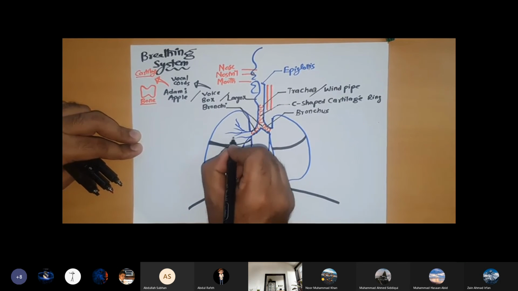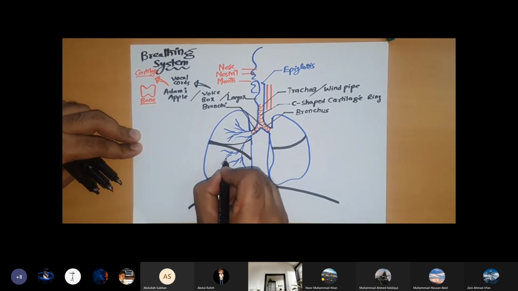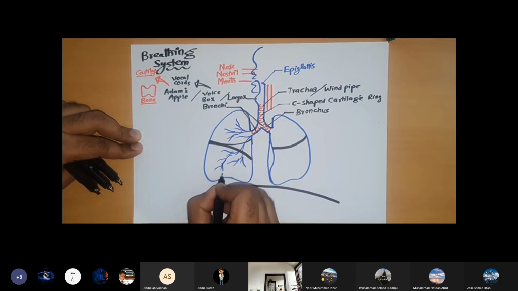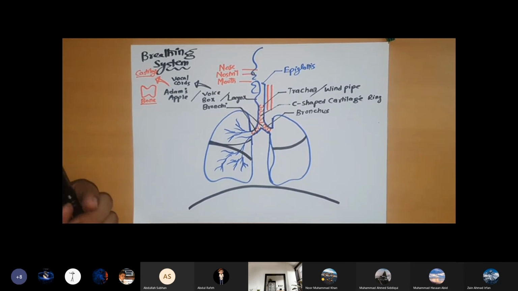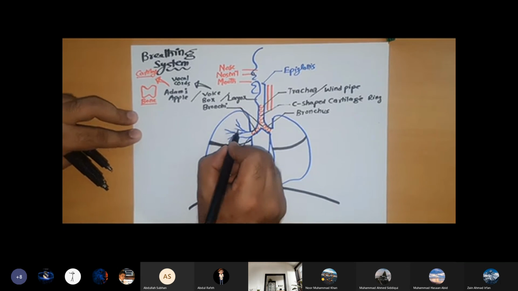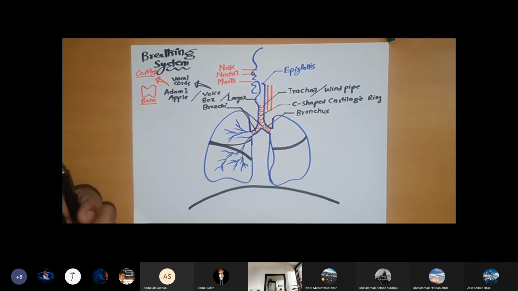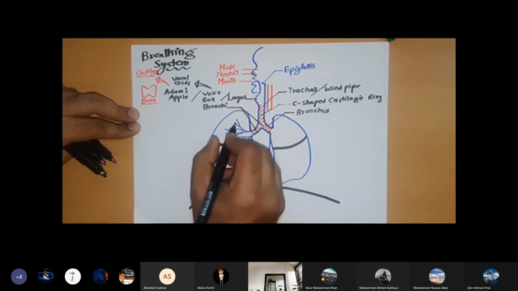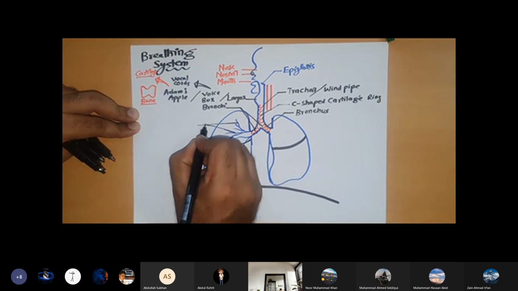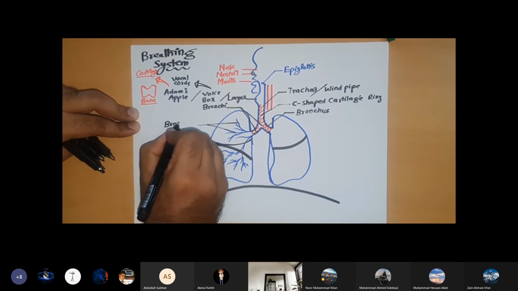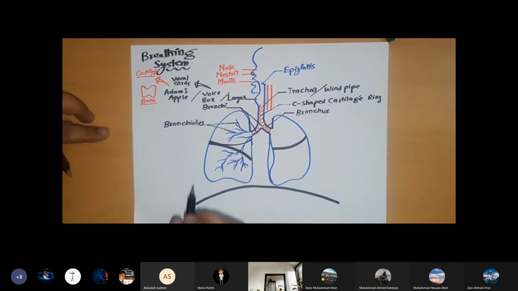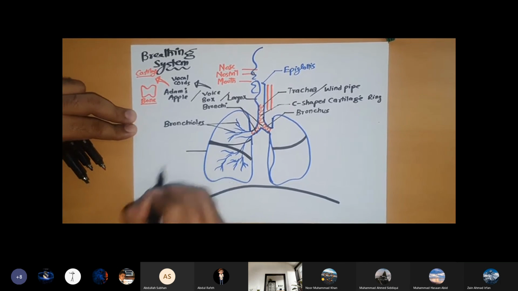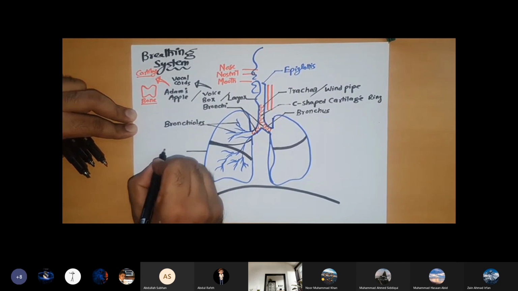So these tubes further divide into smaller and smaller tubes. There is more detail about it, but that detail is in A levels, so we are not discussing it over here. Now these tubes are called bronchioles. Let me label this with black because I want to use red for another purpose. So these are called bronchioles.